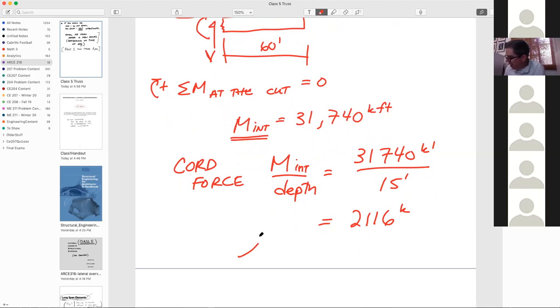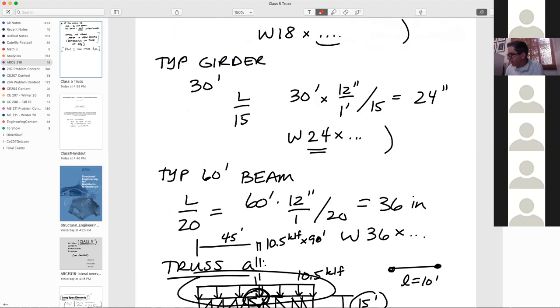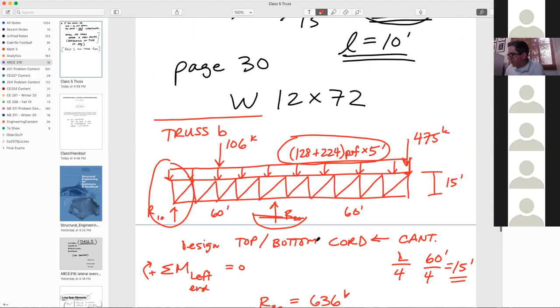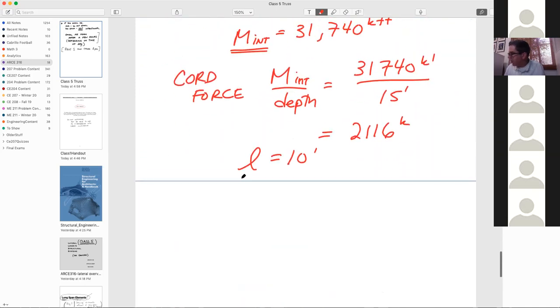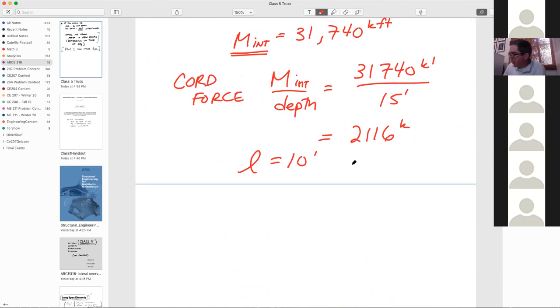And so what we're going to say is that we'll look at a couple of different options here. We can look at L equal to 10 feet. When I say L, we're talking about the length here, the node distance on the top and bottom. So we could use 10 feet, and then we're going to go to page 30 again, or we could use L equal to 15 feet. So we'll take a look at both of those.